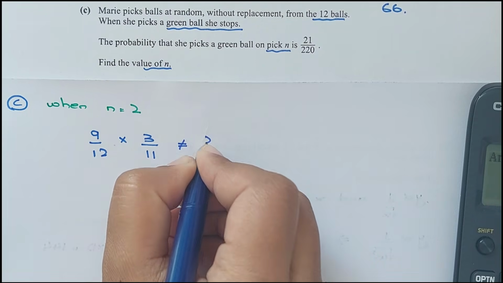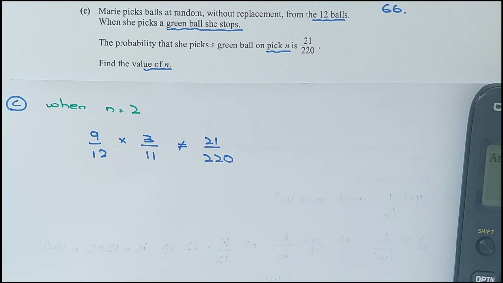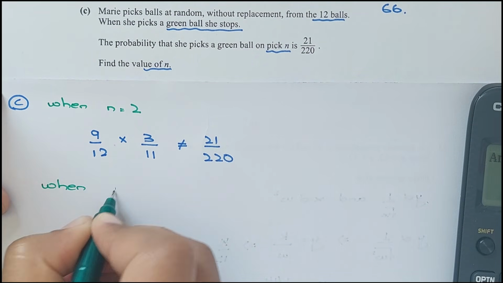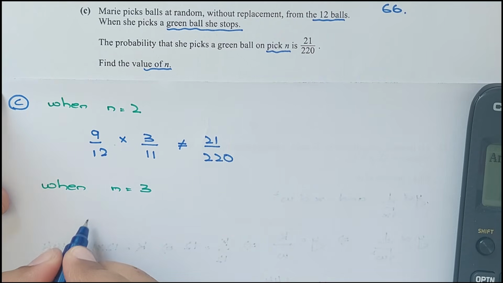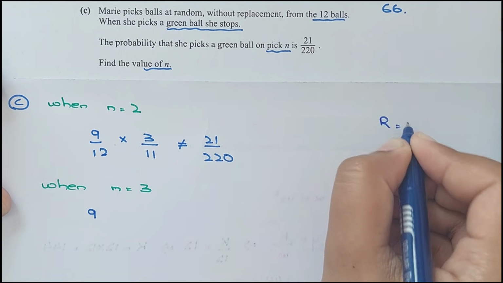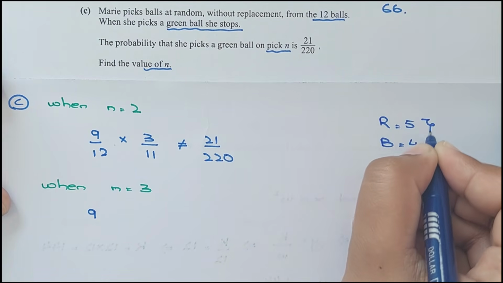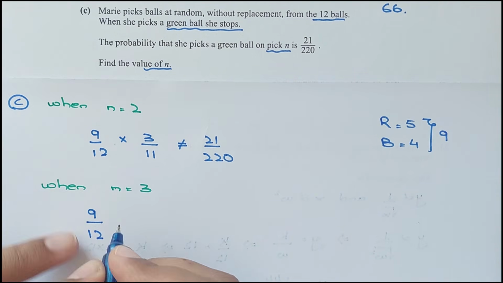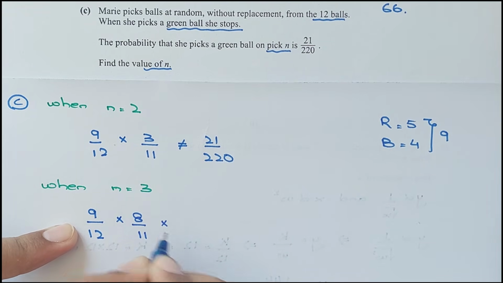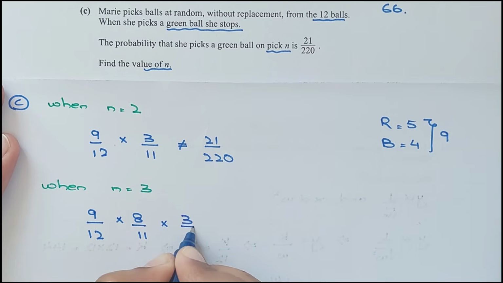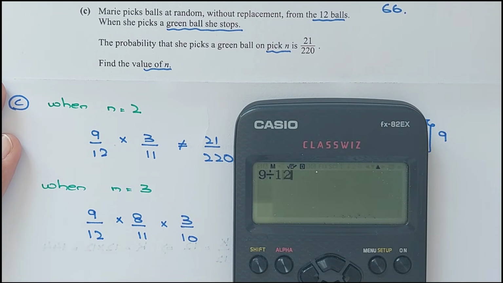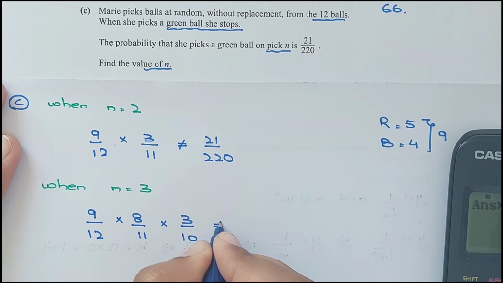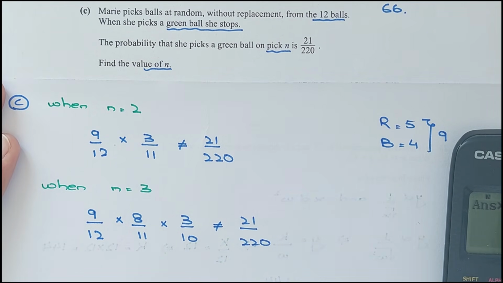This is 9 over 44. This is not equal to 21 over 220. So the pick is not 2. Next case, when N is equal to 3. She picks red or blue first, 9 out of 12, and then 8 are left out of 11, and then she picks the green one and she stops. The green ones are 3 out of 10. Let me calculate this. 9 over 12 times 8 over 11 times 3 over 10 is 9 over 55. This is again not equal to 21 over 220. So the pick is not 3.